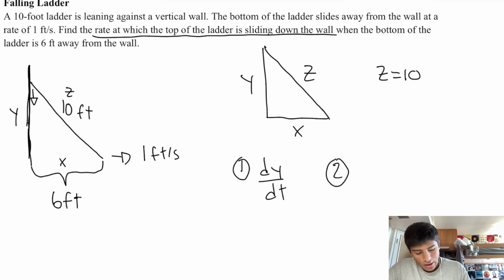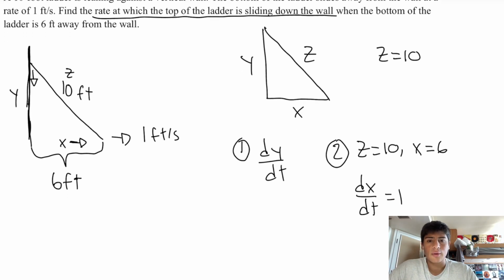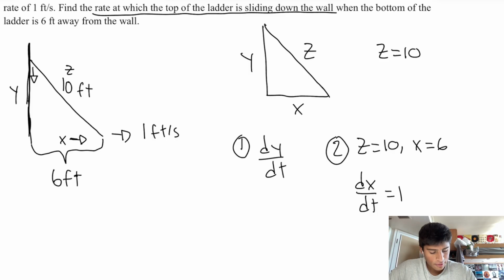So, what do we know? Well, we know that z equals 10. That's given to us. We know that at the moment that it's moving, x equals 6. This is the instant that we want to find our rate. And we also know that the bottom of the ladder slides away from the wall at a rate of 1 foot per second. Let's call this dx over dt equals 1, because that is the rate that x is moving in the positive direction. Okay? So dx over dt equals 1. And these are going to be the 3 things that we know.